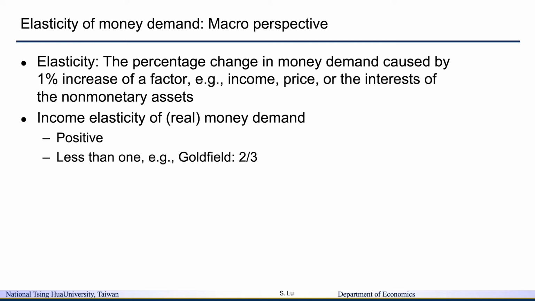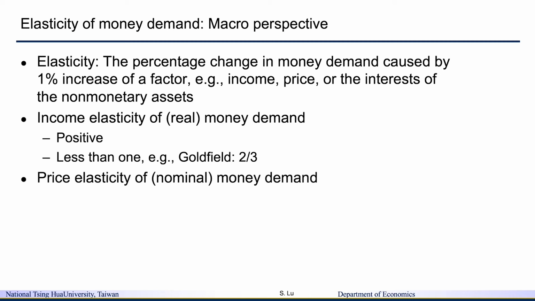demand for money. However, people that are rich can use credit cards and ATM cards. Therefore, they can use some non-monetary assets to conduct transactions, and they do not have to hold that much money in their pockets. Therefore, even though the income elasticity of money demand is positive and less than 1, the value is roughly equal to 2/3.